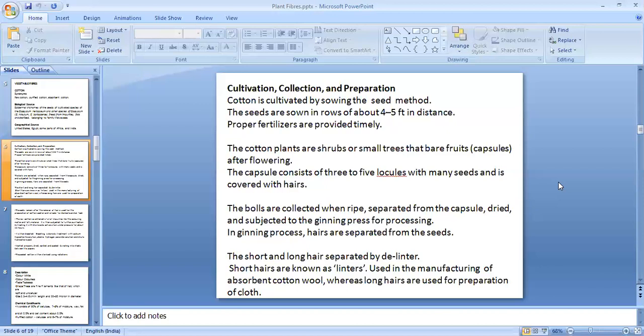And after the separation from the seeds, the epidermal trichomes are separated into long and short staple fibers by delinters. The short staple fibers are called linters, and they are used in the manufacturing of absorbent cotton wool, whereas the long staple hairs are called the longer fibers, and they are used in the preparation of clothes, which is used for industrial purposes.